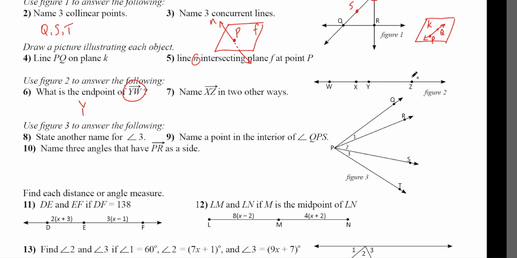I don't even have to look over here, do I? If you wanted to, you could. What is it? YW. That means it starts here and it goes all the way like that. Agreed? All right. And that would be the endpoint right there. What about this one? Name XZ in two other ways. Now you need this picture to be able to do number 7. All right, so XZ, where's XZ? Well, there's X. That's my endpoint, correct? And it goes like that. So there's two ways to name that ray.